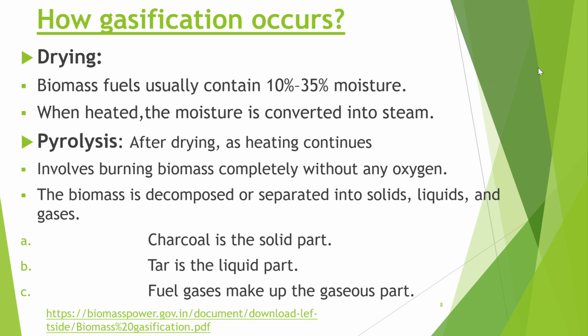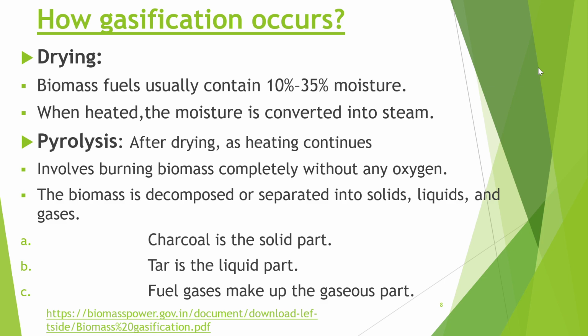First of all, drying. Biomass fuels, which we are using as our carbon based fuels, have a lot of moisture that ranges between 10 to 35%. To remove that, the initial heating will remove that moisture, and that moisture will get converted into steam. Then the next process is pyrolysis.